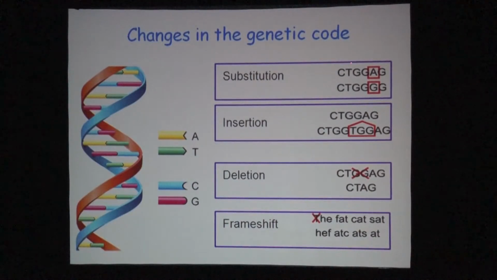So it can be a change, where it should have been A, but when it's duplicated, it became a G. Think about the language. If a word changes one letter, then it may lose the message, the sense. It can be an insertion of another letter, a deletion of another letter, etc.